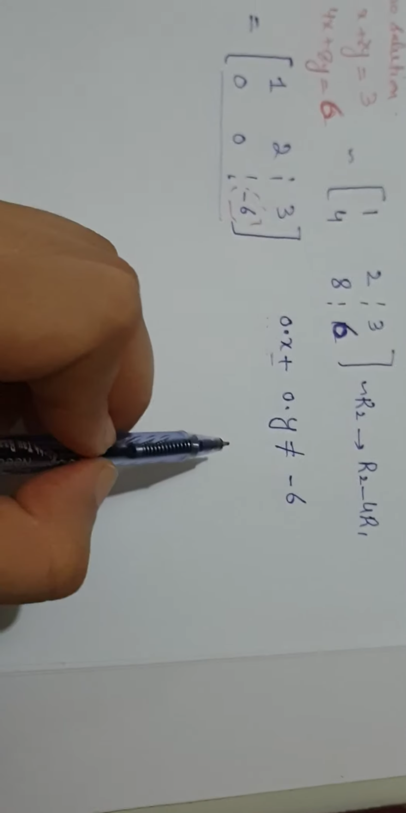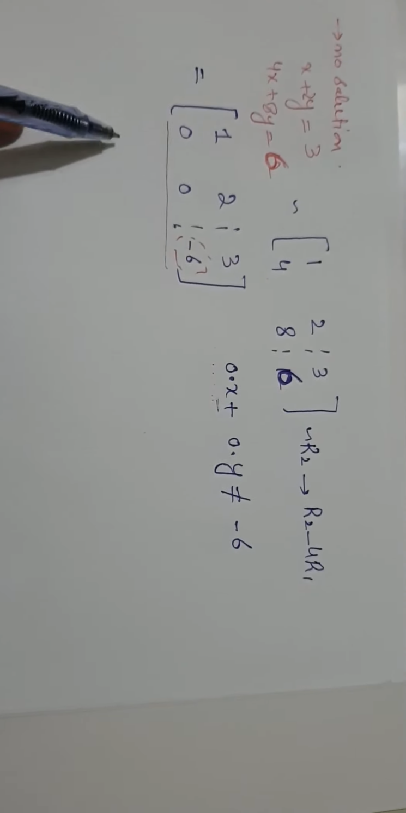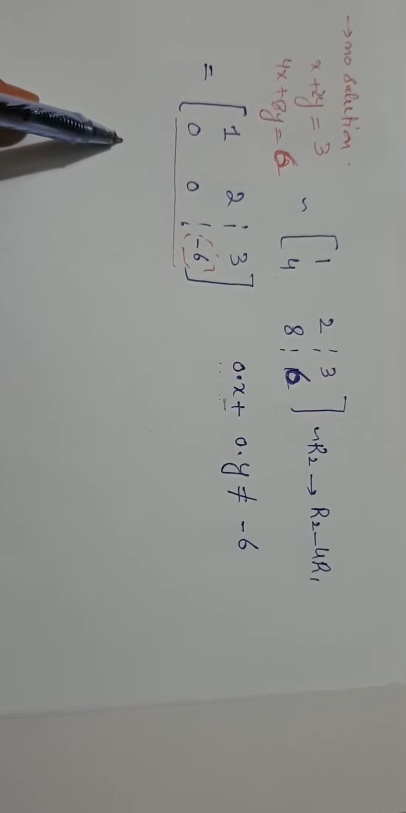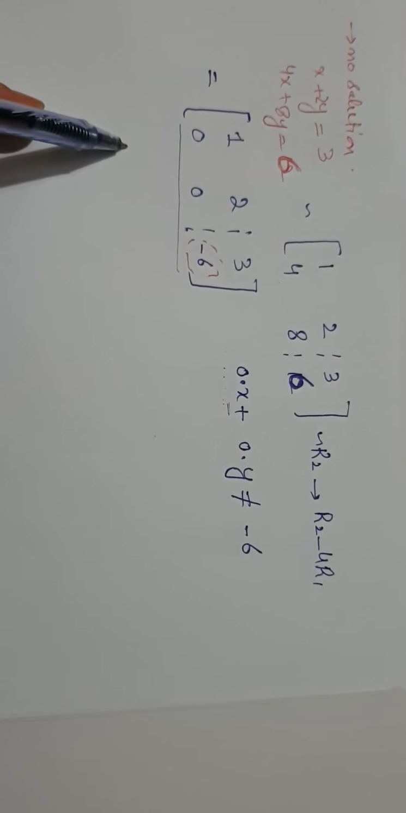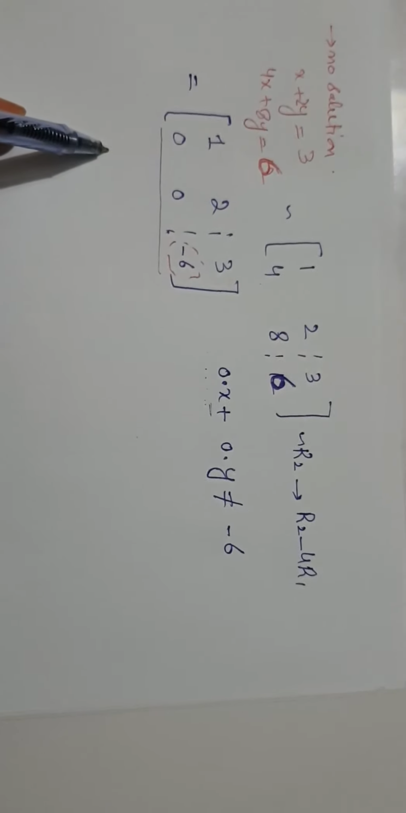So these are the three cases of the Gauss elimination that I have discussed on a 2 by 2 matrix. Now the next example will illustrate how the Gauss elimination method can be used for solving the system of equations of a 3 by 3 matrix.